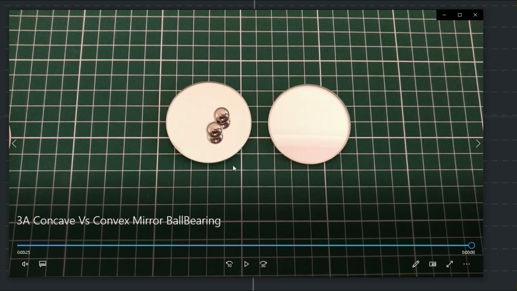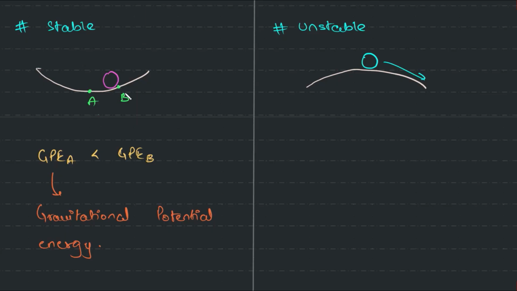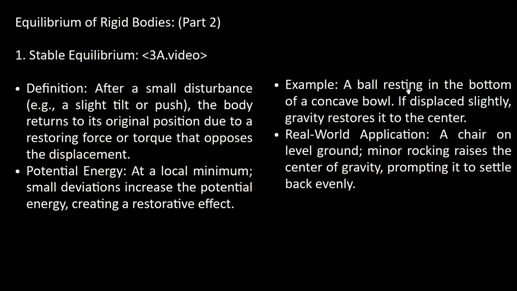Of course, there's a lot of other factors over here. I'm not going to the detail, but somewhere around here is your lower potential energy. So at a local minima, the small deviation increases the potential energy, right? So if I happen to push the object from point A to point B, it increases the potential energy. Thus, because there is an increase and there is a way to go to the lower potential energy, the ball bearing comes back. A ball resting in the bottom of a concave bowl, if displaced slightly, gravity restores it to the center. That we just saw with concave.